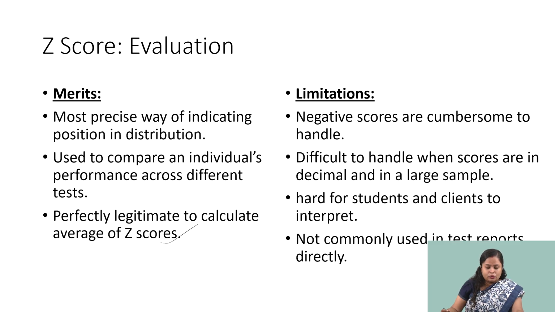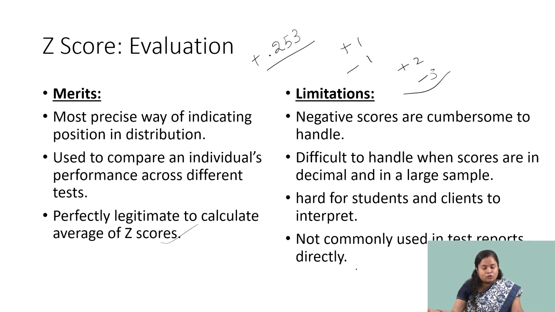So these are the merits of Z scores, but what are the limitations? When the scores come in negative, it is very difficult to handle via Z scores. Further, it is also very difficult to handle when scores are in decimal and in a large sample. Like if your Z score comes like +0.253, it would be very difficult to interpret. But if the score is not in decimal, like +1, -1, +2, -2, it is easy to interpret. Further, because it is a standardized score, a linearly transformed score requires some basic statistical technique. So it is hard for students and clients to interpret what these scores mean.